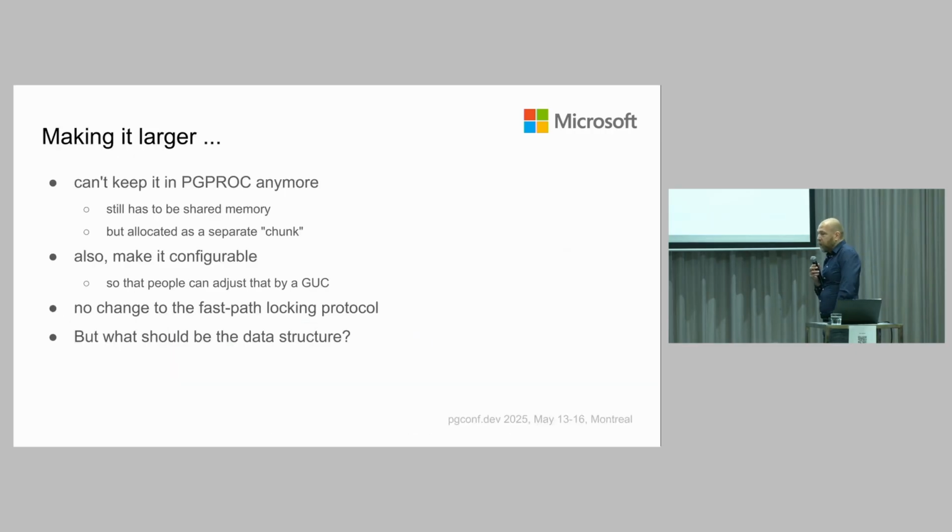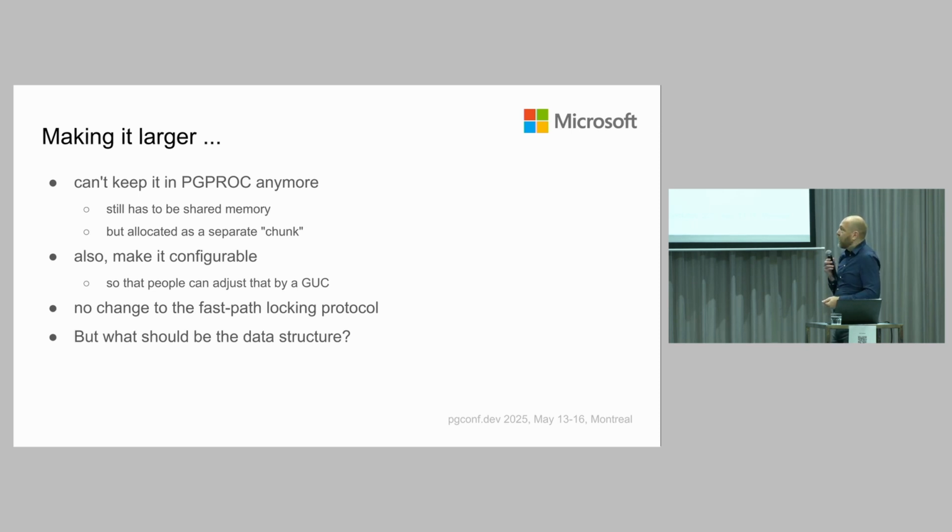So we want to make it larger, right? We want to make the buffer a bit larger than 16, but we also want to make it configurable, right? Because there's no way a single value would be the right number for everyone. So we want to make it dynamic, and we can't actually keep it in PGPROC because that would make the fairly significant struct much larger, and we don't want that. And it wouldn't actually allow us to make an array of PGPROC entries, right?